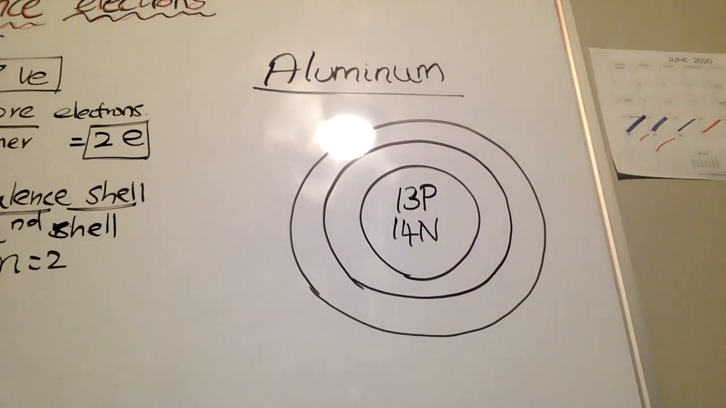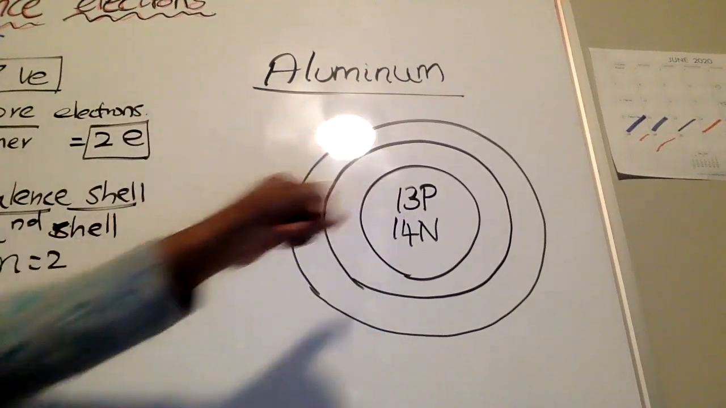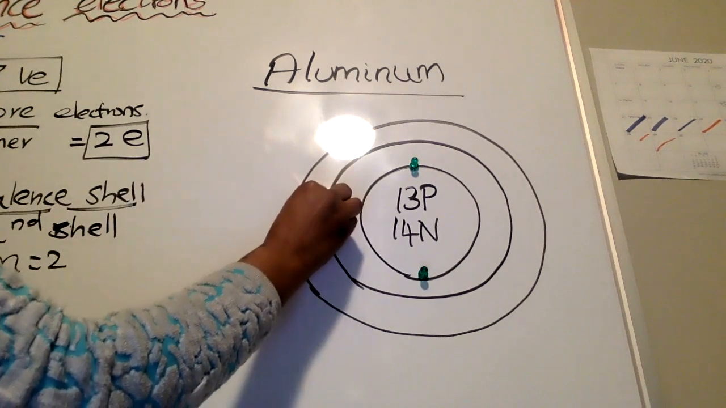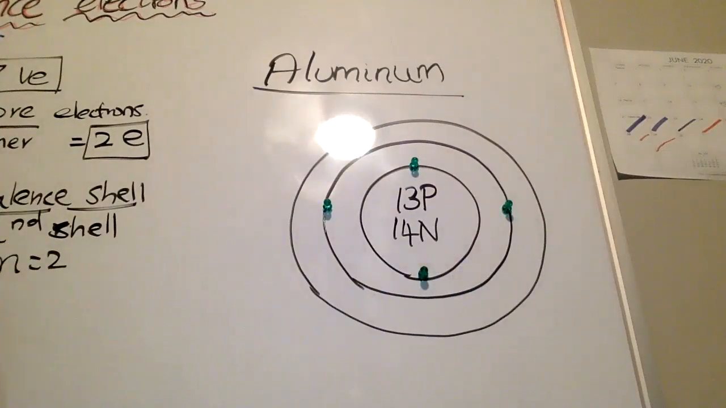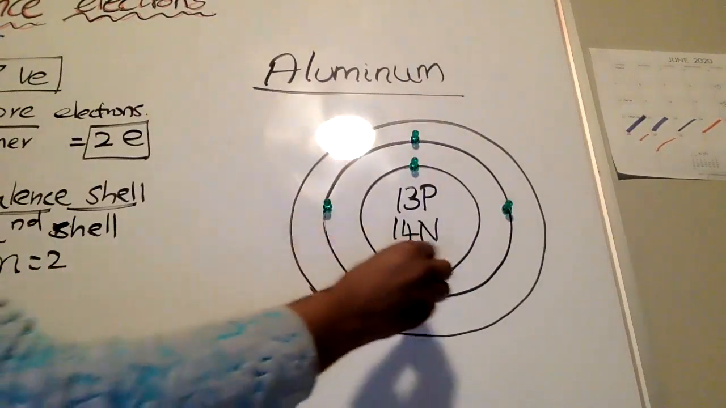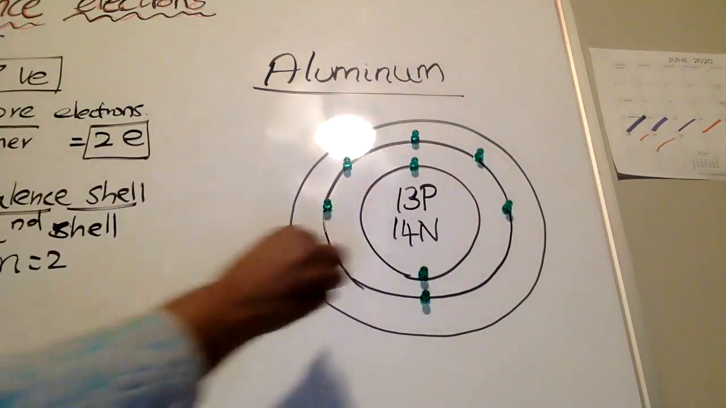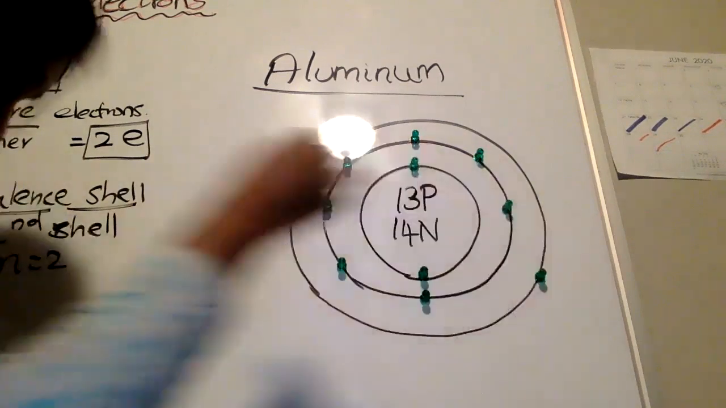Okay, so now this is the nucleus of aluminum, 13 protons and 14 neutrons. So now there are 13 electrons. I'm going to put 13 electrons. So first shell holds 2 electrons, 1 and 2. Then second shell holds 8 electrons. That is the maximum capacity. So 1, 2, 3, 4, 5, 6, 7, and 8.